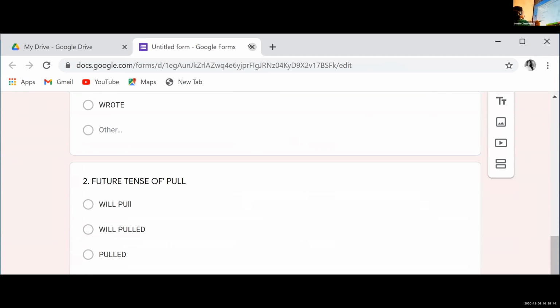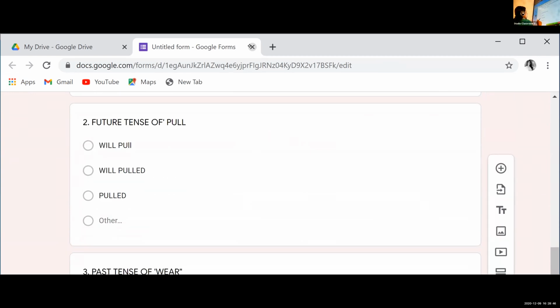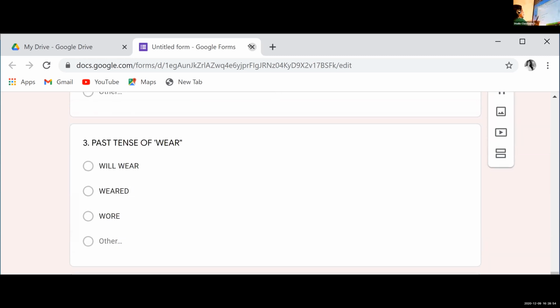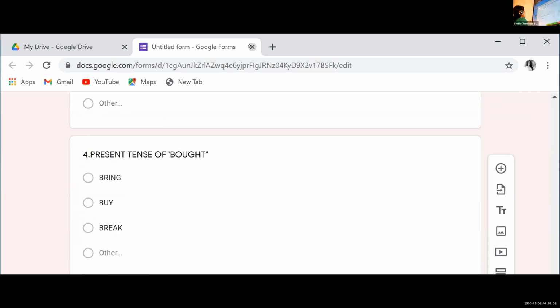Okay, so the future tense of pull. You have to write the future tense. See here, future tense of pull. So will pull, will pulled, pulled. So you need to know the correct form well. Past tense of where, past tense. So click on the right option. Don't get confused. Present tense of bought, B-O-U-G-H-T, bought. So you have to click on the right option.